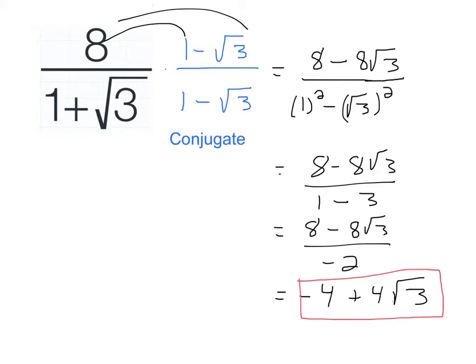If we'd started with a subtraction, I just would have changed it to an addition and done that up top as well. But once again, one way to check this would be to use a calculator and just be careful with parentheses and input. If you do 8 divided by 1 plus the square root of 3, you'll get the same decimal you'd get from negative 4 plus 4 times the square root of 3. And this is considered a simplified version of this because there's no radical in the denominator. Hope this is clear.